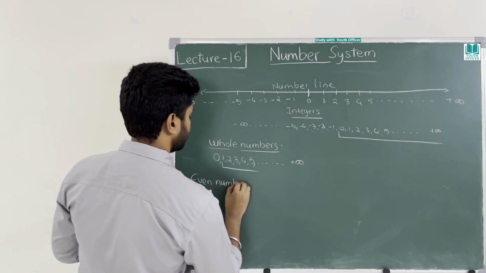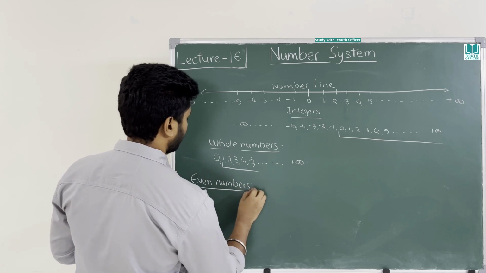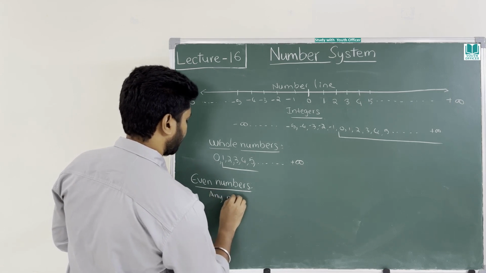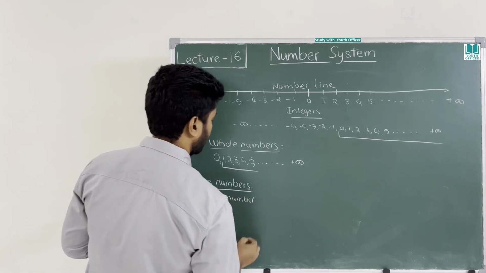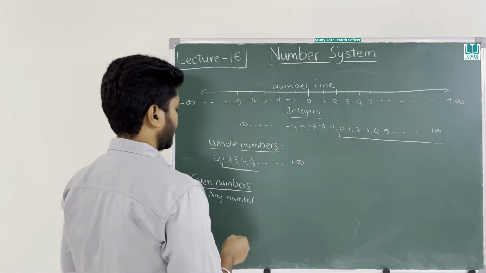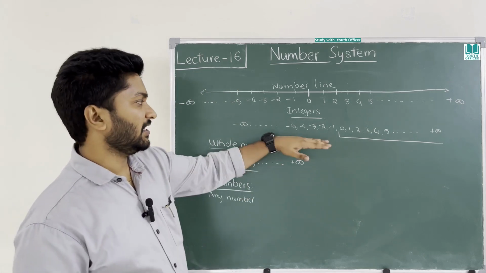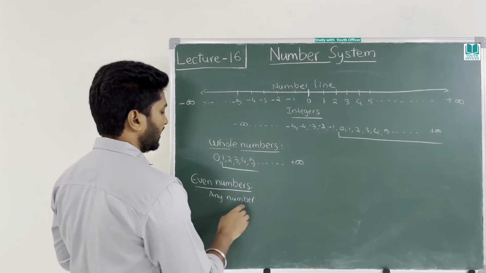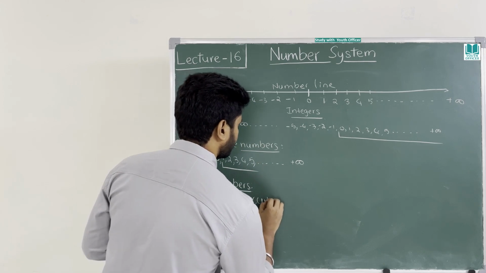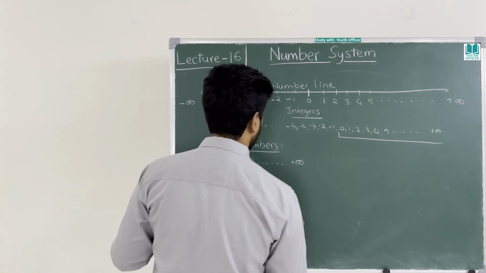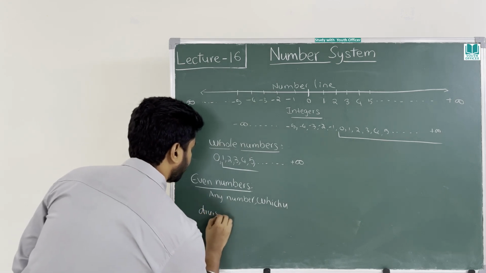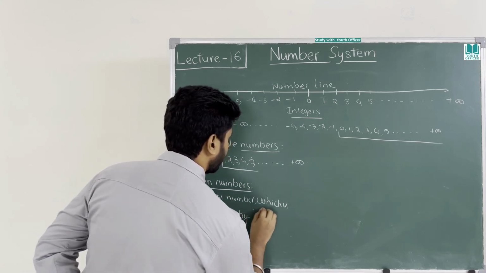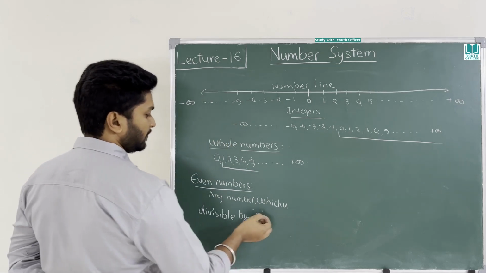Even numbers. First I will give you the textbook definition. It is a number, usually an integer, a whole number. Usually we take only positive numbers, we don't take negative numbers while explaining this odd and even concept. We always take positive. Okay, any number which is divisible by 2. It should be divisible by 2.